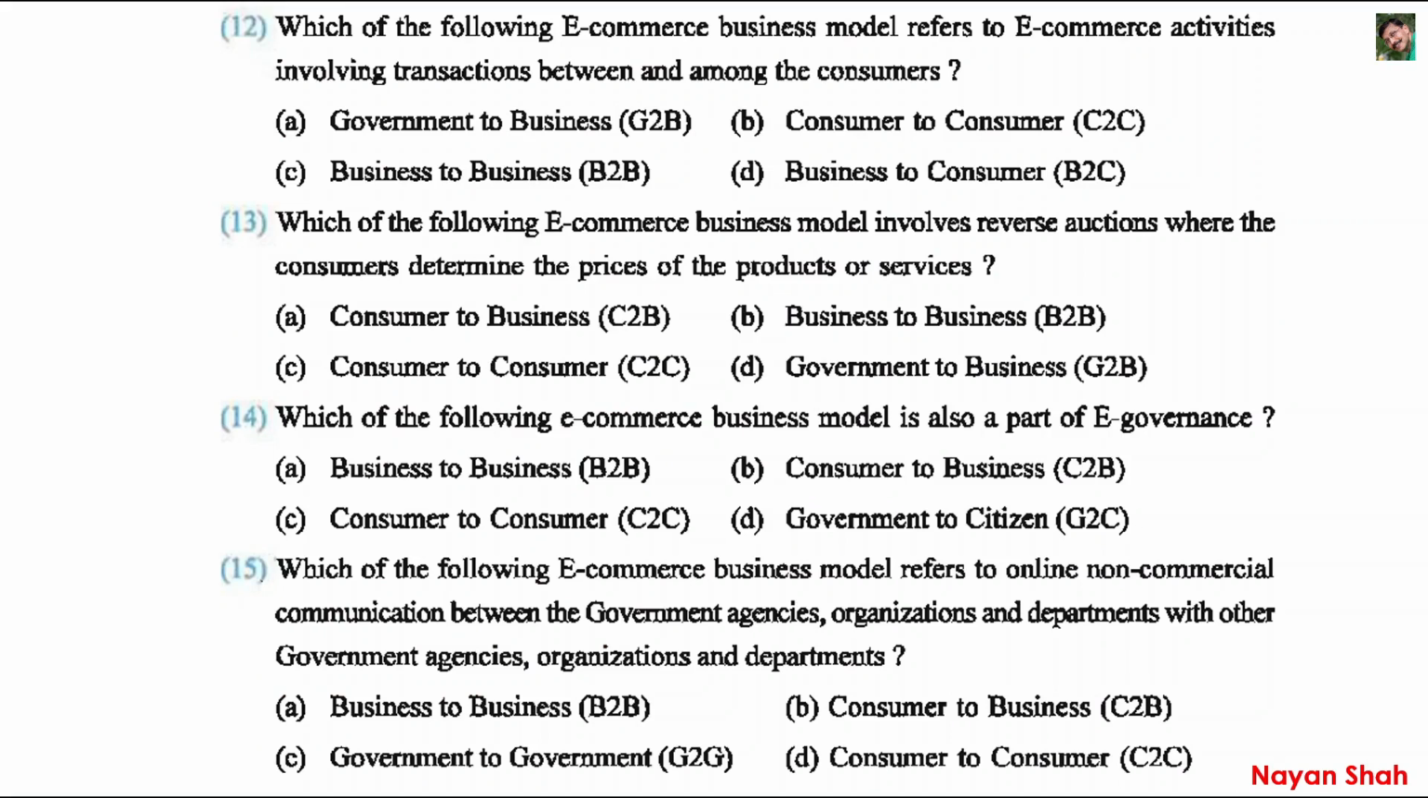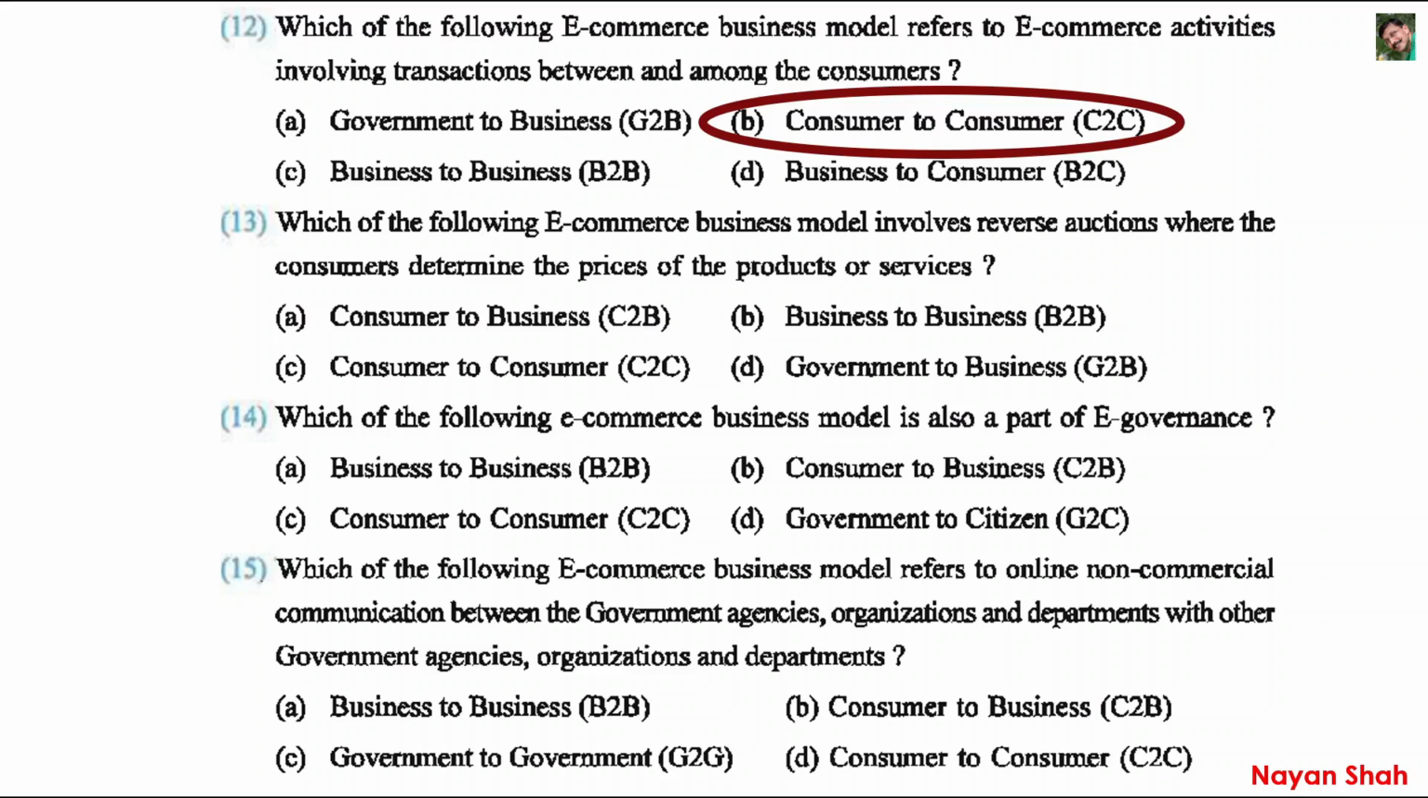Question number 12. Which of the following e-commerce business models refers to e-commerce activities involving transactions between and among consumers? So again it is saying a business model where e-commerce activities involve transactions between and among consumers. So it is obviously consumer to consumer, C2C, that is auction websites.